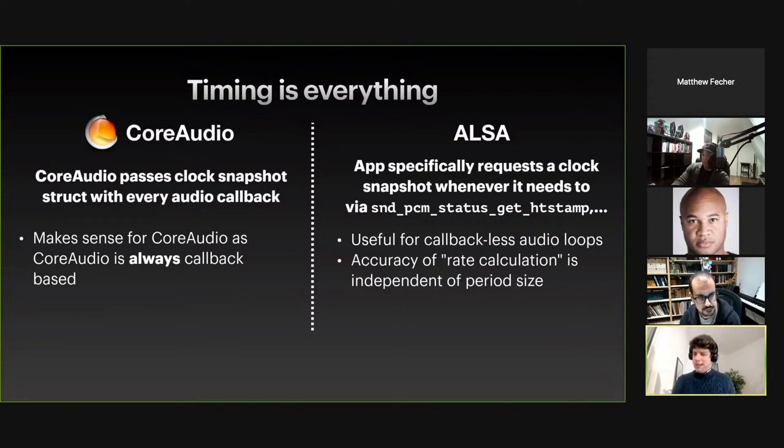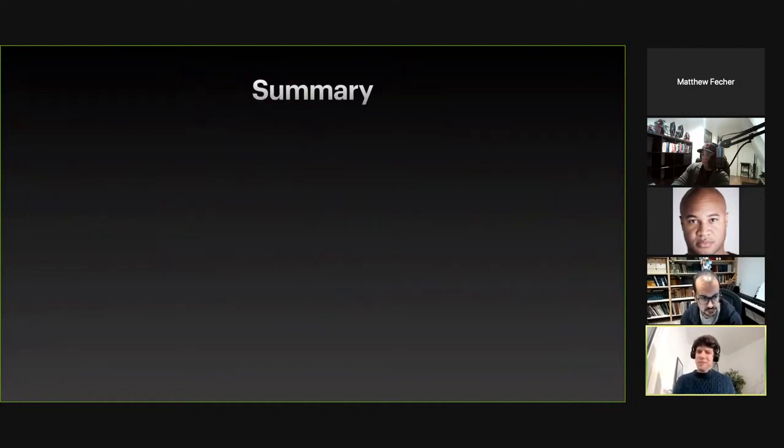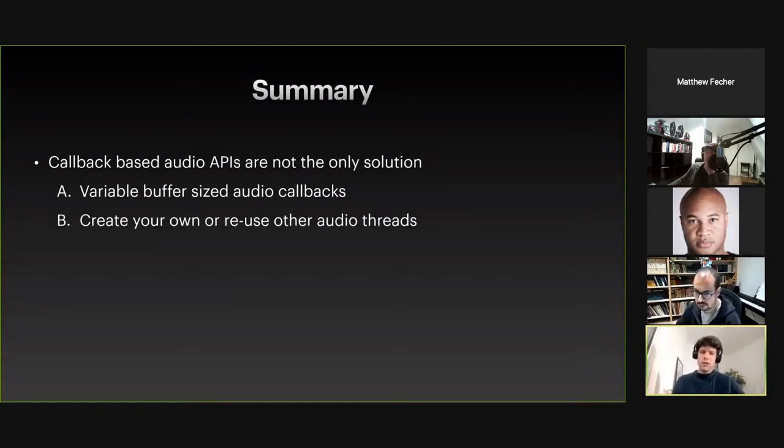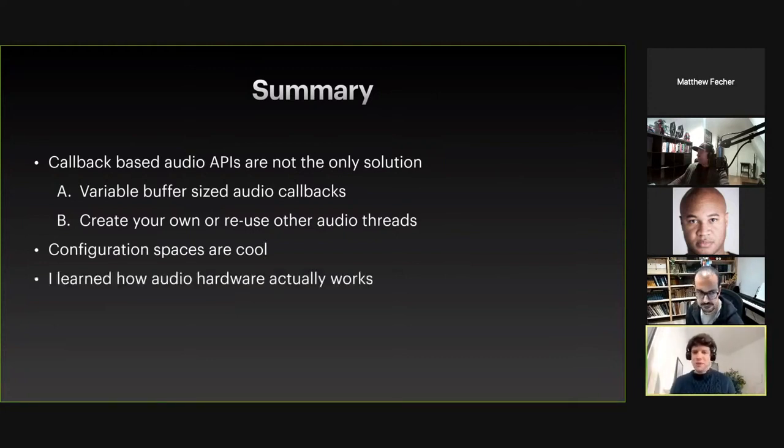That was basically it. That's what I learned about hardware and how low-level audio works. And so in summary, the things that I've learned is, I always thought the only APIs out there are callback-based. That's not true. And when they're not callback-based, it's actually quite good because you can have variable buffer-sized audio callbacks, you know, sometimes 104 samples, sometimes 128 samples. You can create your own threads or reuse other audio threads. Then I learned that configuration spaces are cool just because you can say that it's a 4D configuration space. It makes you sound smart.